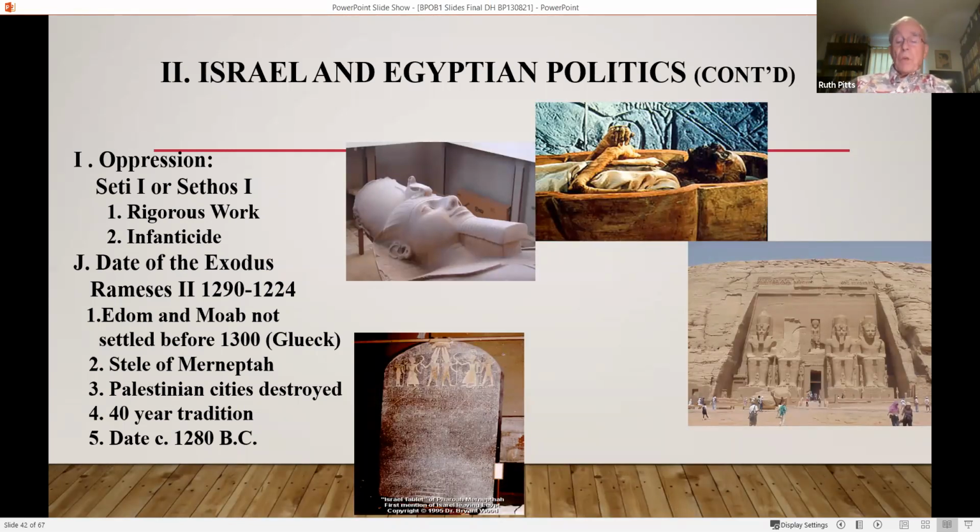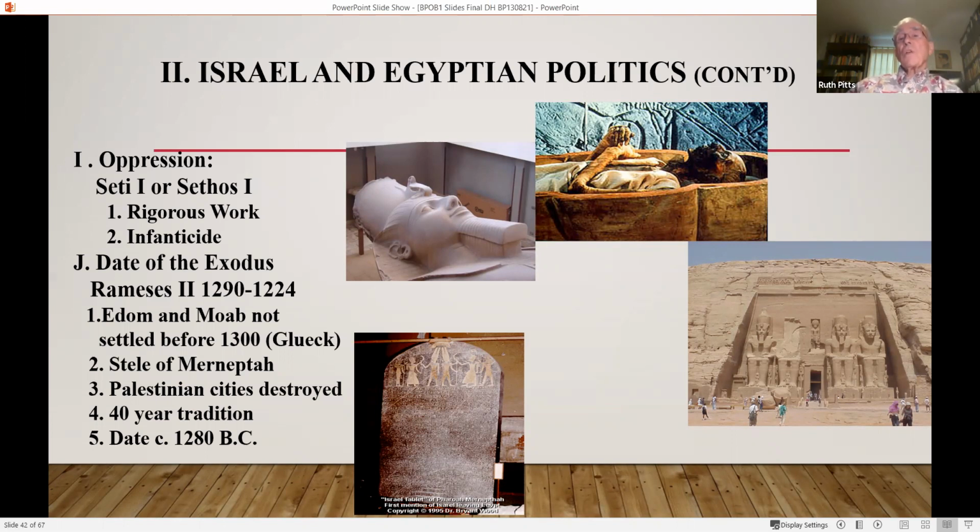So the Hebrew people, we're told, were placed under oppression. And we think that the Pharaoh there is Seti or Sethos, the Greek ending. They were forced to do rigorous work, and many of the infant boys were killed to keep population down. The date of the Exodus has been narrowed to the time of Ramses II. And he ruled a very long time, 1290 to 1224. And the reason we come up with that is that Ramses had these people who were enslaved to build the cities of Pithom and Ramses.